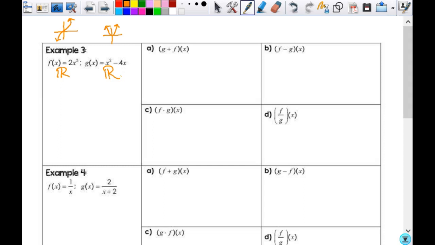All right, so now we move on. And that means that here for a, g plus f of x, we get x squared minus 4x plus f of x, which is 2x cubed. Now, can I actually combine any of that stuff? No, which means I just rearrange it and get g plus f of x is equal to 2x cubed plus x squared minus 4x, because I should have it in decreasing exponents, right? So what's my domain here then? All real numbers, because it's the combination of those two. Good.